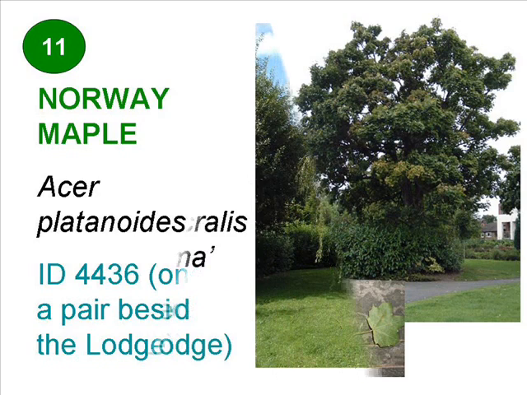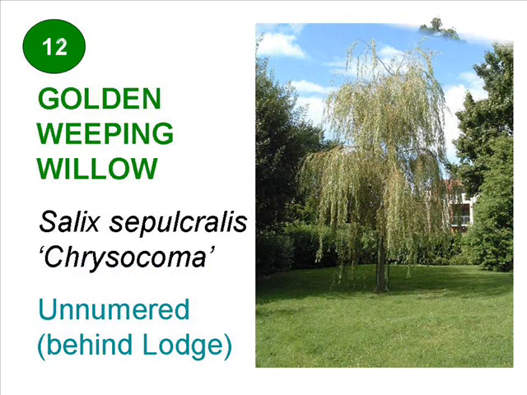Tree 12, the golden weeping willow, is just nearby in the area behind the lodge. Tree 12 is the golden weeping willow, which is unnumbered but is in the area behind the lodge. With a broad head of twisting limbs, clothed in long straight hanging shoots, 6 metre long in ideal conditions, the weeping willow bears its pale yellow grey-green leaves from March to December.